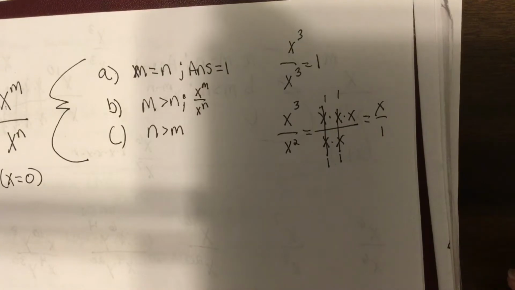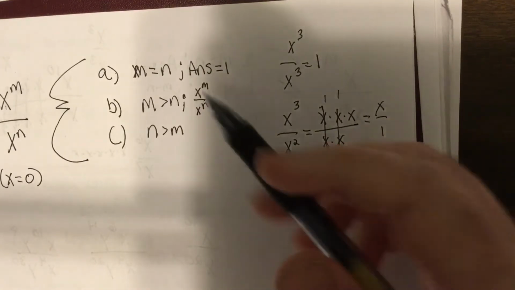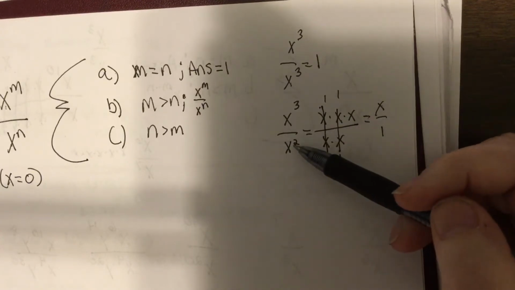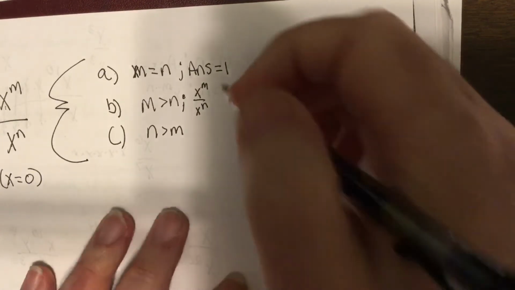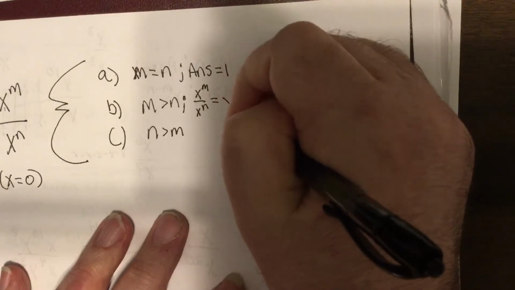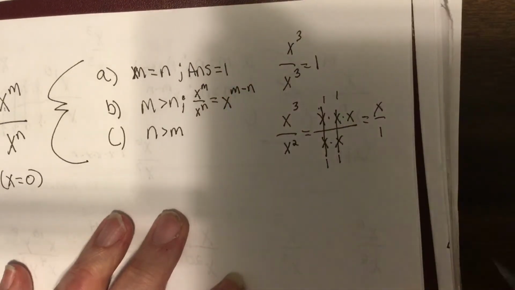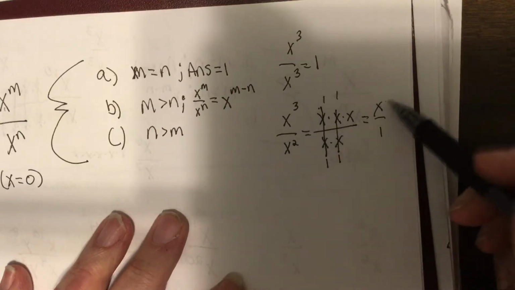So notice, anything divided by itself, what happens? You subtract the smaller power from the bigger power and keep it where the bigger power was. So it'd be x to the m minus n. So 3 minus 2 is 1.